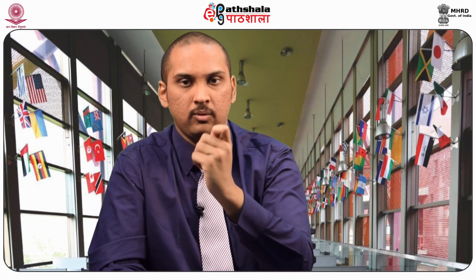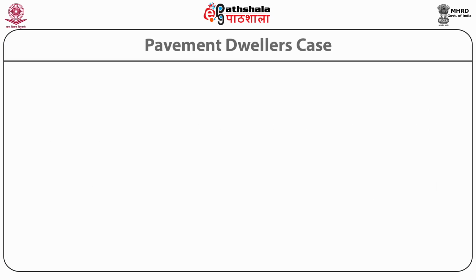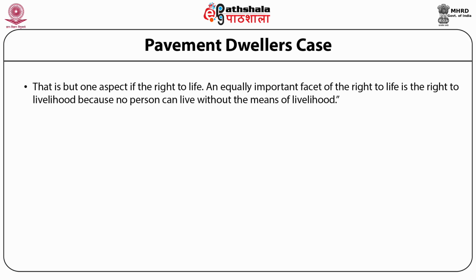The Supreme Court says it is incumbent upon the state to ensure that each of its citizens has a decent avenue, a decent means of livelihood, essentially some of the basic necessities of human life that ensure that he or she is given a life that goes beyond mere animal existence. That is but one aspect of the right to life.